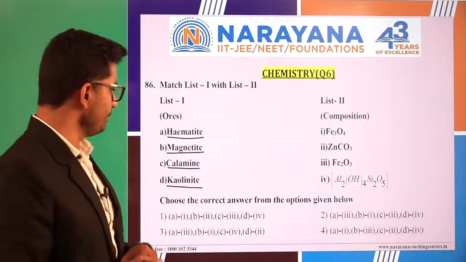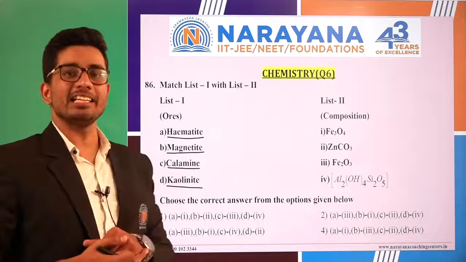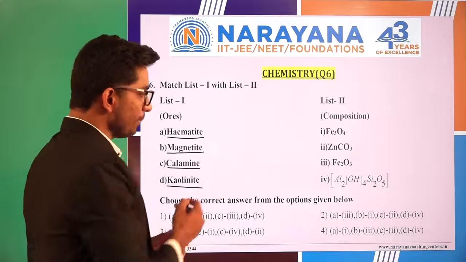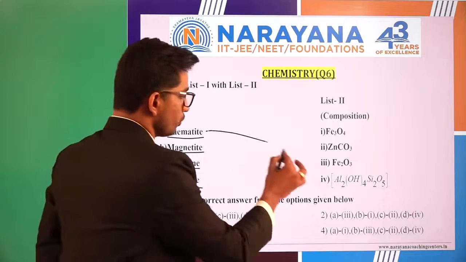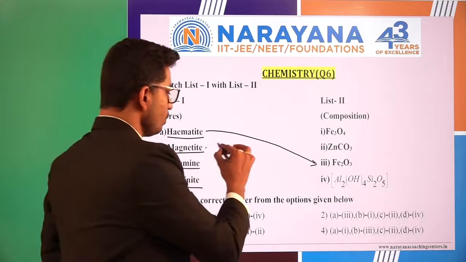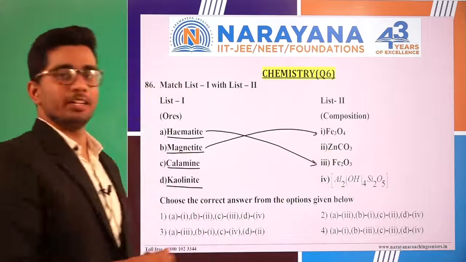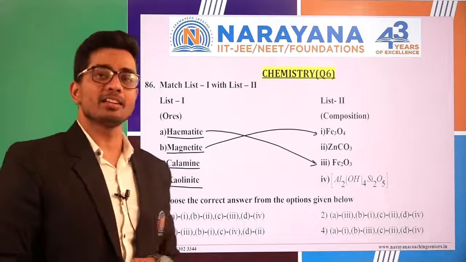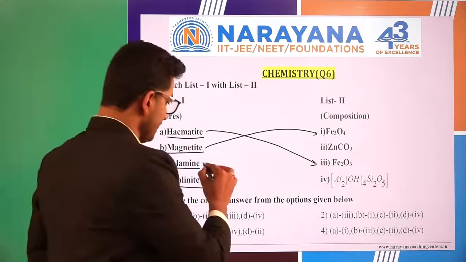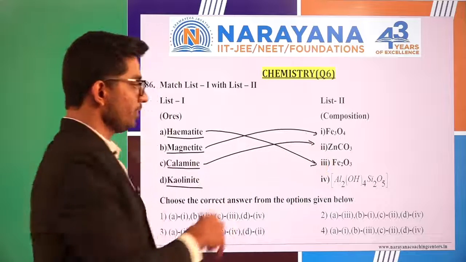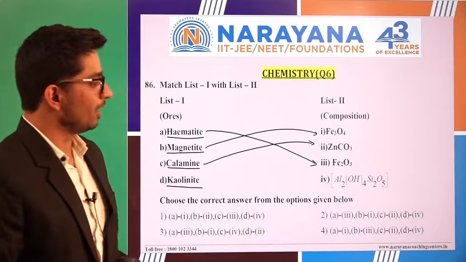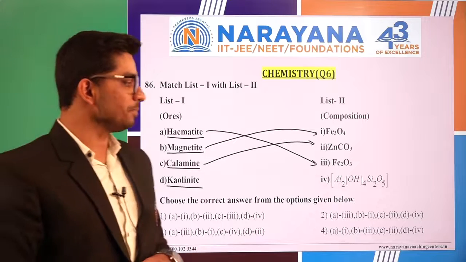So basically, we know hematite and magnetite are the ores of iron. Hematite is nothing but Fe2O3. Magnetite is another ore of iron, that is Fe3O4. Calamine is an ore of zinc, it is basically zinc carbonate. If we see the collinite part, it is nothing but the ore that contains aluminum and silicon.